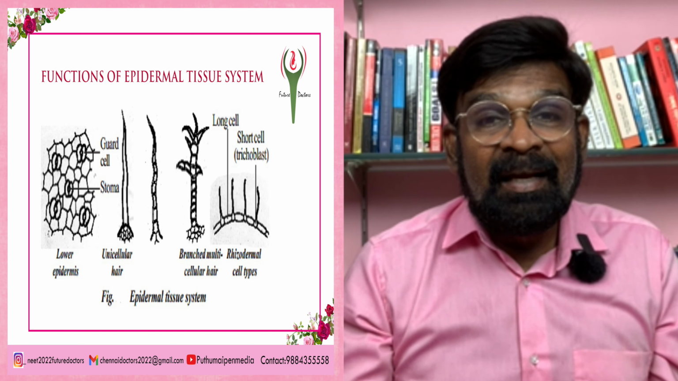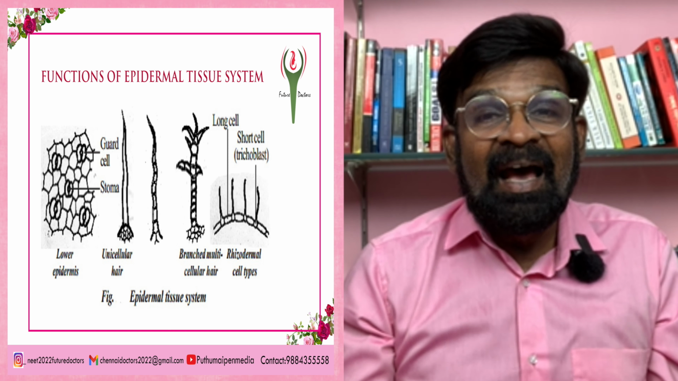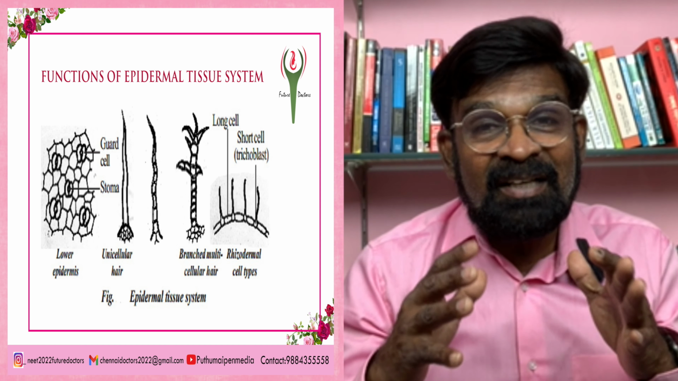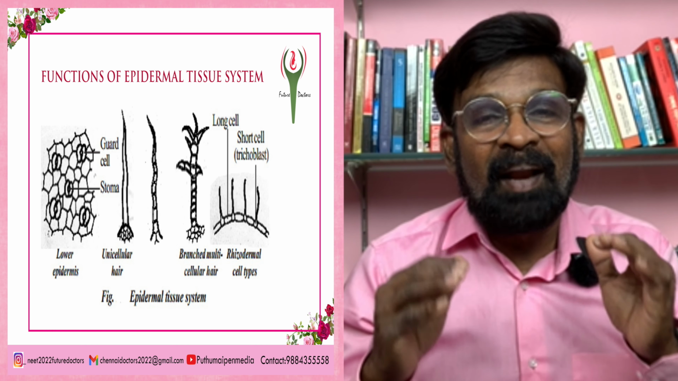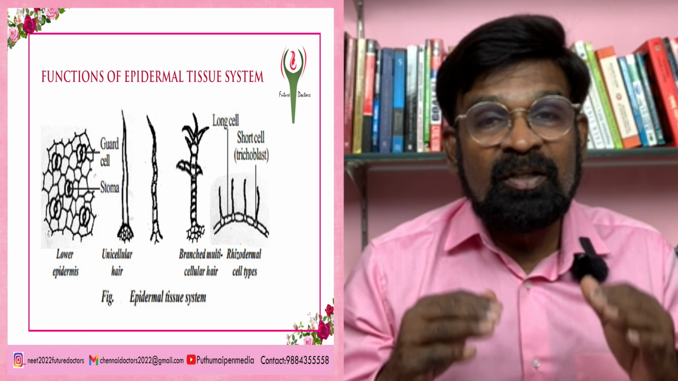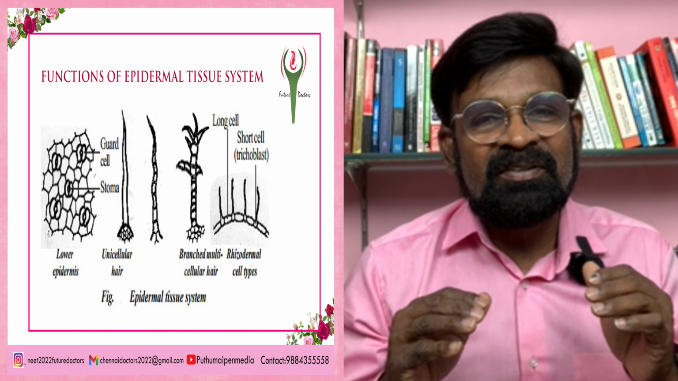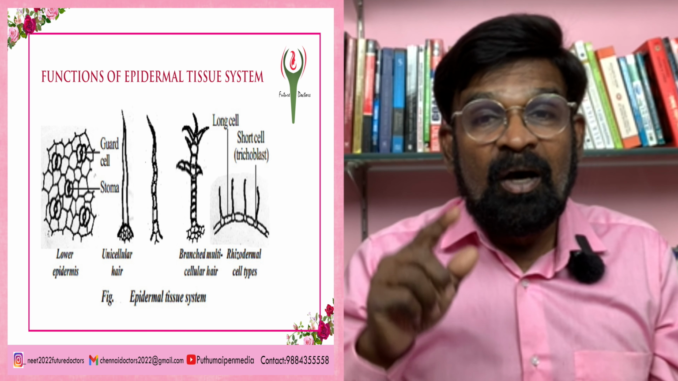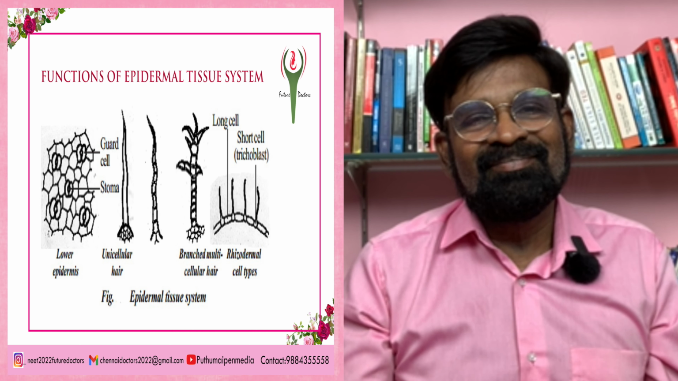It helps in gas exchange through stomata and lenticels present on the surface. The glandular trichomes excrete various useful plant products for the plant functions. In some monocot leaves, the bulliform cells help in rolling and unrolling the leaves. Next slide.